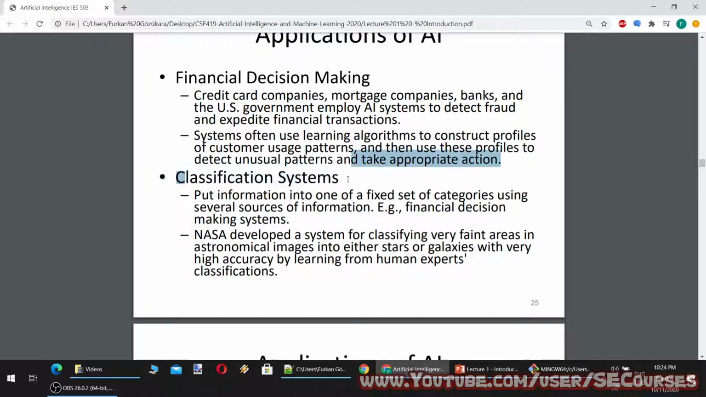So in classification, the number of categories is preset, predetermined. So for example, in the NASA case, there are two categories, which are stars or galaxies. Classification systems usually have extremely high accuracy in terms of AI applications because there is a finite number of categories, and if you have enough data with the current algorithms, you can classify things into those categories with very high accuracy.